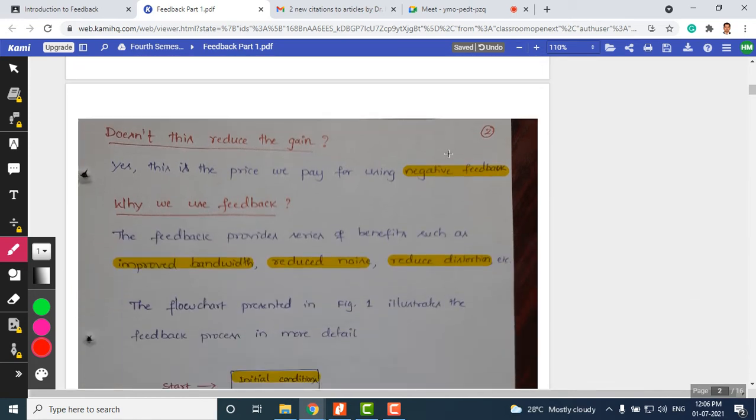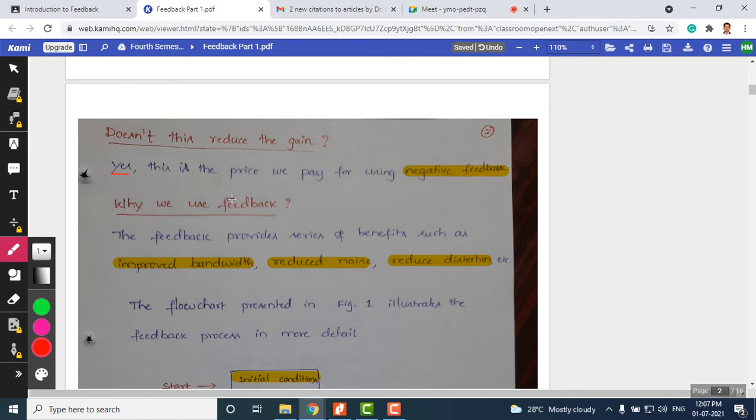Now, if we ask ourselves a question here, does not this reduce the gain? We are asking whether negative feedback reduces the gain. Of course, yes, negative feedback will reduce the gain, but there are, as I told you, many more advantages of negative feedback. Only from the gain point of view, definitely it reduces the gain. This is the price we are going to pay when we employ negative feedback in amplifier circuits or in any other circuit. Okay, the gain reduces, of course.